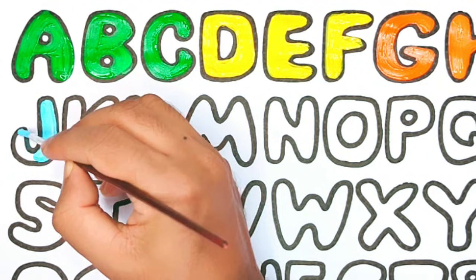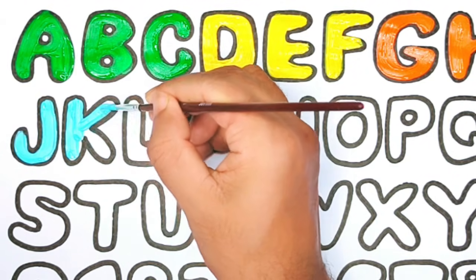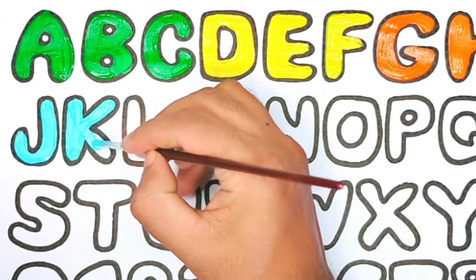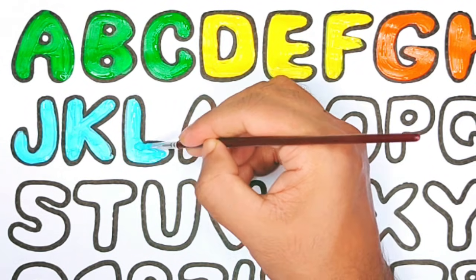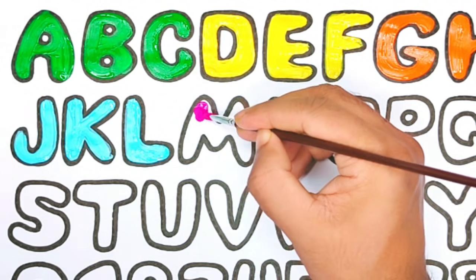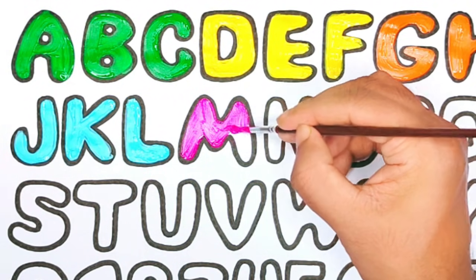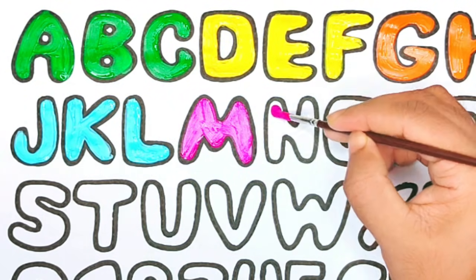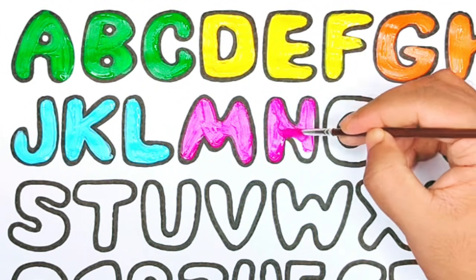Sky blue color. Old MacDonald had a farm, E-I-E-I-O. And on his farm he had some ducks, E-I-E-I-O. With a quack here and a quack there, everywhere. Pink color. Old MacDonald had a farm, E-I-E-I-O.